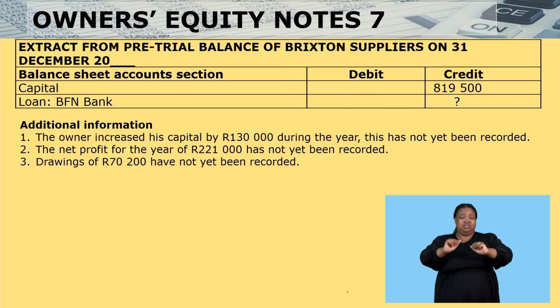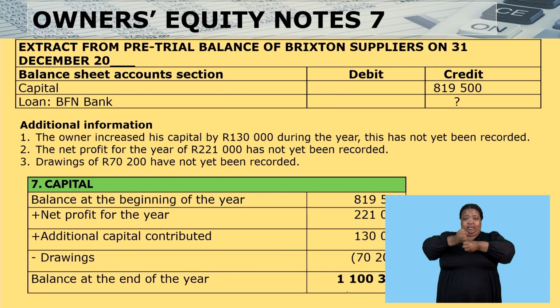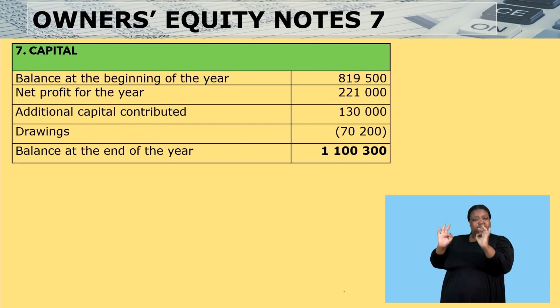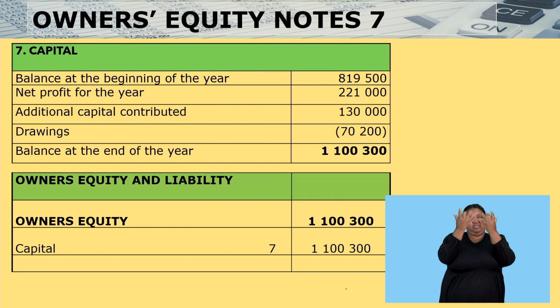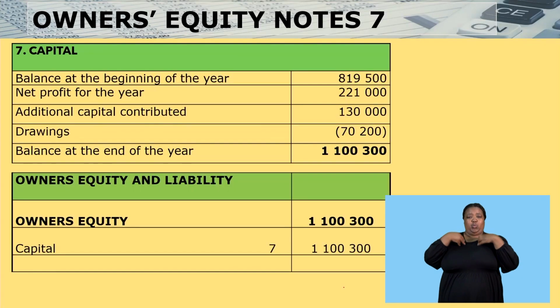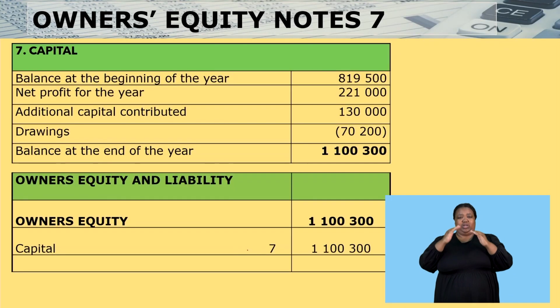Once you have that balance at the end of the year, you will see here is the information properly presented. And once I have it, I then take it to my statement of financial position. In the statement of financial position, I'm going to record it under my owner's equity and liabilities, not in the assets, but under the owner's equity and liabilities section. And then I'll come to my owner's equity, then I'll say capital. I know this is note number 7, so I have my note number 7 here.